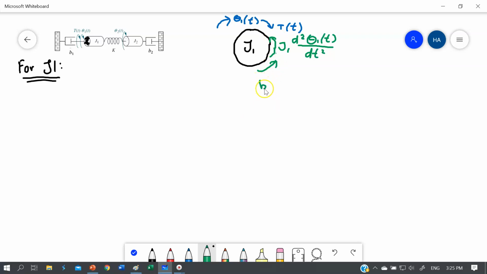Next we have reaction torque due to this damper B1, which is multiplied with the first derivative of the angular displacement. And lastly, we have torque due to K. And the K here is connected in between two rotating masses. So we have here theta 1 minus theta 2.